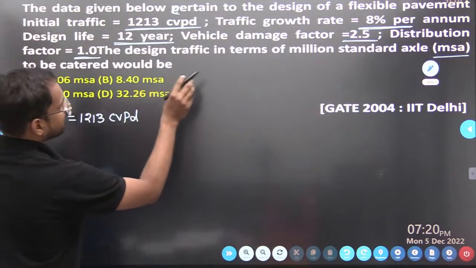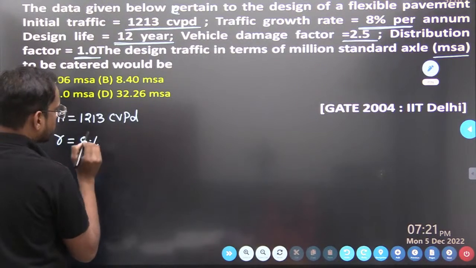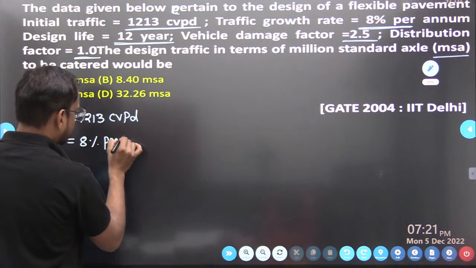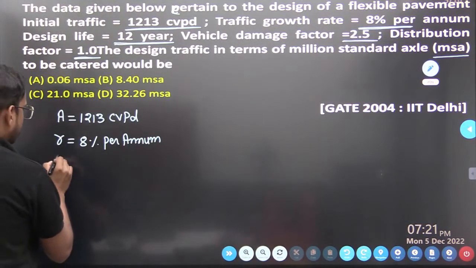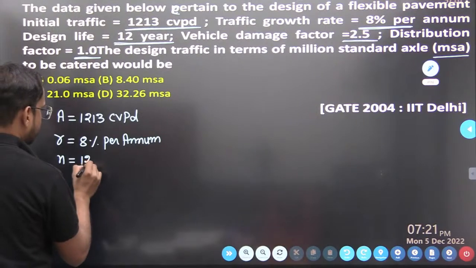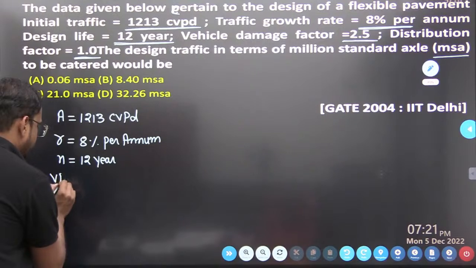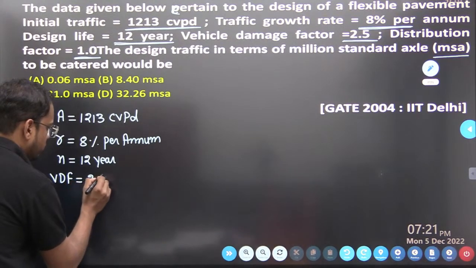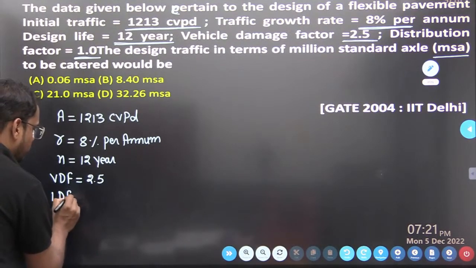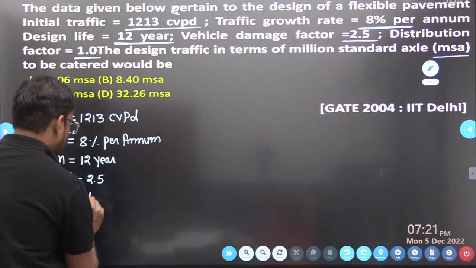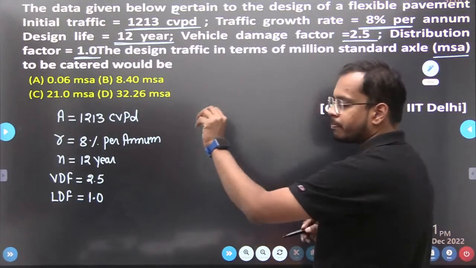If I am interested to calculate the traffic growth rate, it is already given. The traffic growth rate is 8% per annum. Similarly, the design life is 12 years. Vehicle damage factor, that means VDF, is 2.5. And lane distribution factor, that means LDF, is already given in the question. LDF is 1.0. Am I right? The question is, what is the design traffic in terms of million standard axle?